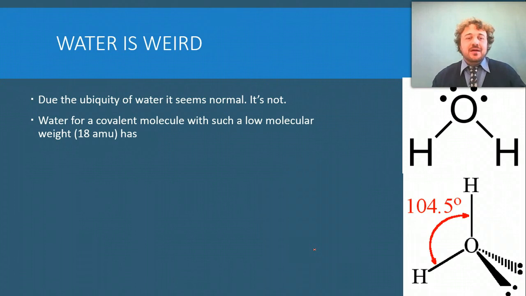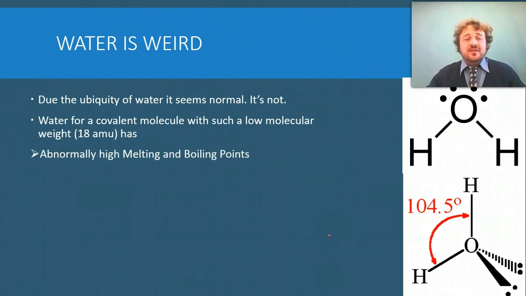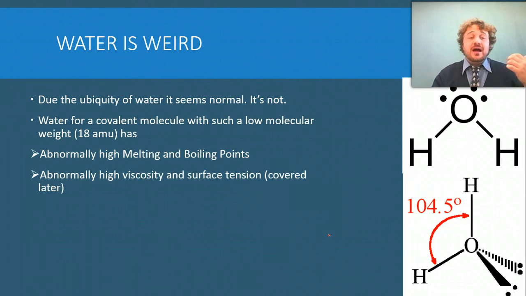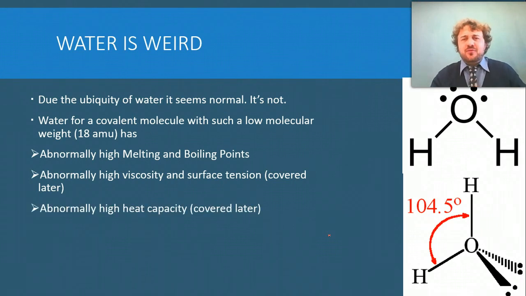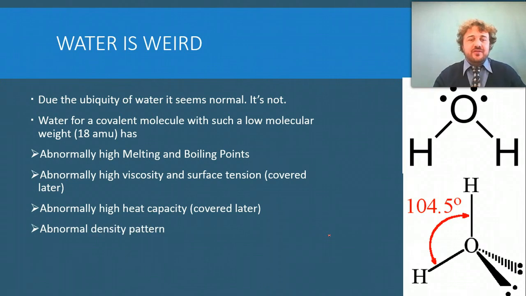It's really weird. For example, water, for a covalent molecule that is such a low molecular weight, it's only 18 atomic mass units, has very high melting and boiling points, and there's a large gap in between. It's got a very high viscosity and surface tension, again, compared to things that are roughly its atomic mass. It's a really high heat capacity. It absorbs a lot of heat, but we'll talk about that later, as we will the viscosity and surface tension. And its density is weird, like the changes are weird.